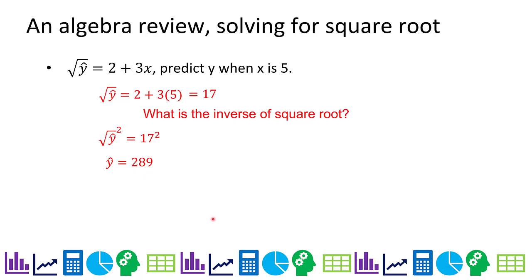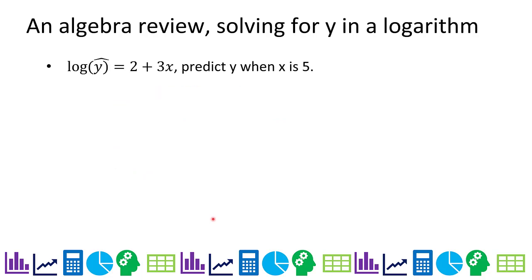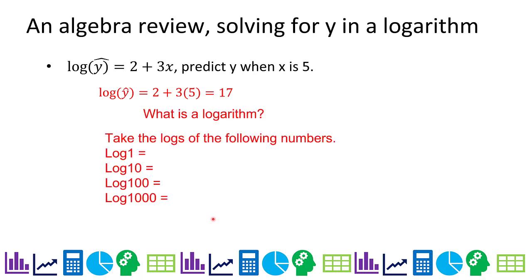Now let's go to logarithms, which you did in Algebra 2. Now I have log of y hat equals 2 plus 3x when x is 5. So I plug in the 5 again like I did before, and I get 17. Now, how do I undo a logarithm? Well, just in case you forgot from Algebra 2, what is a logarithm? So what I'd ask you to do is take the calculator, and we're going to take the logs of the following numbers.